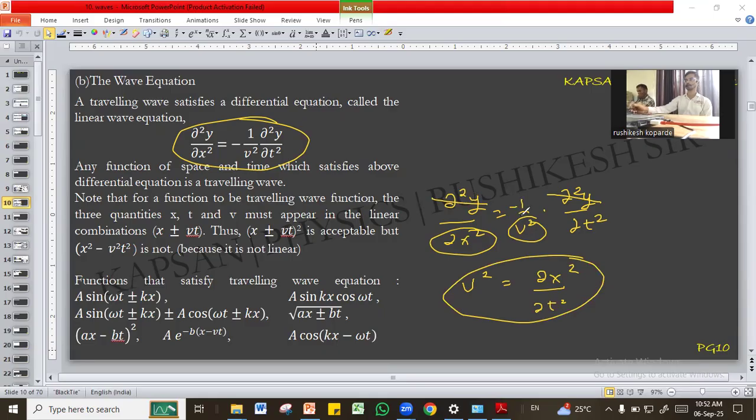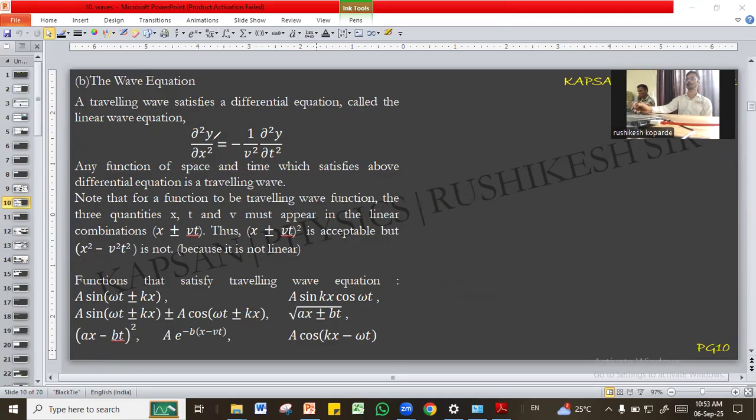There should be a minus sign also, and this should be the constant value squared. So any function of position and time, y is a function of both position as well as time. So here we are writing partial derivatives. Any function of position and time that satisfies this equation is a wave equation or traveling wave equation.